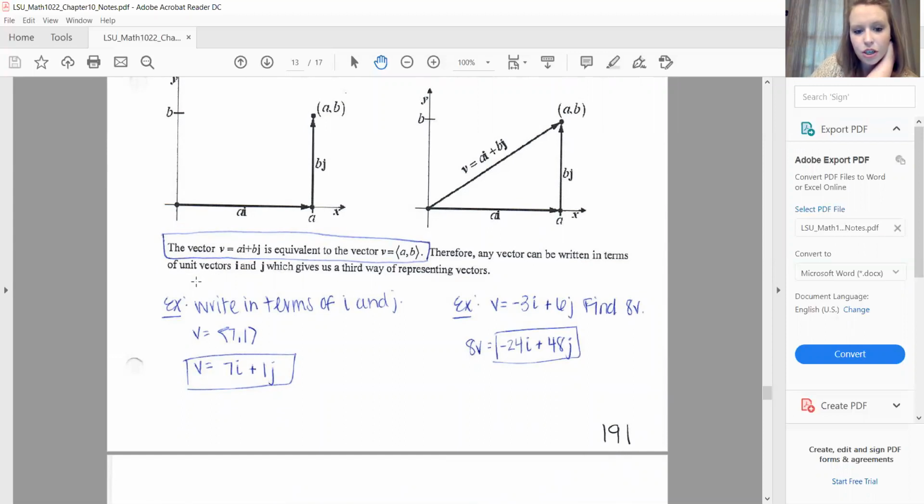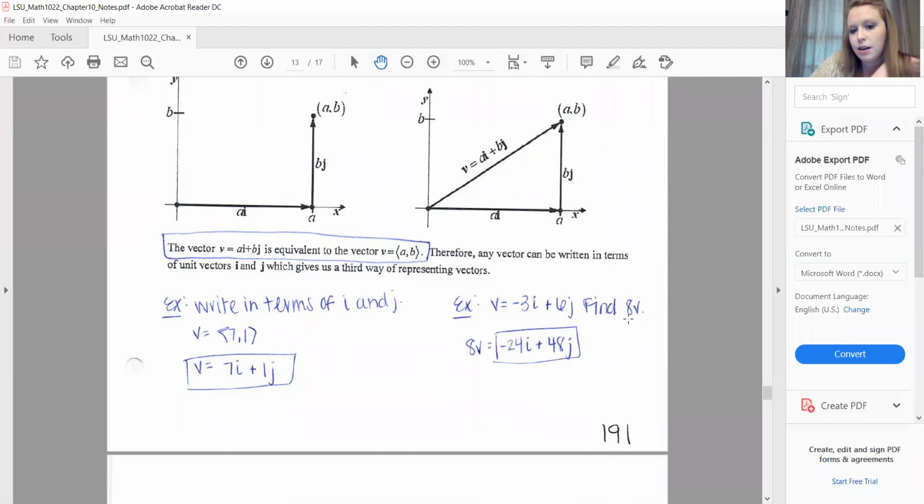So the first few are just writing it in terms of I and J, instead of the component vector. So it gives you this component vector, which is 7, 1. And you just literally write it in this form, 7i plus 1j. If one of these was negative, then you would make these a negative. Okay, and then they have some where you have to add, subtract, multiply, and divide. You would add or subtract your A's or your I's together and only add or subtract your B's together. Okay, this is actually multiplying.